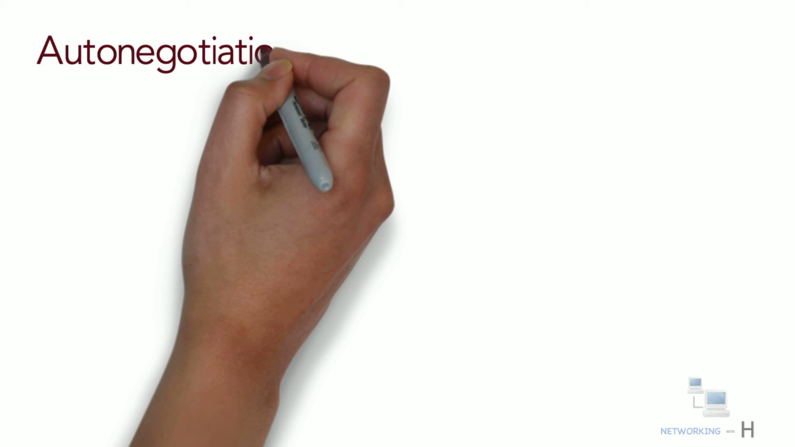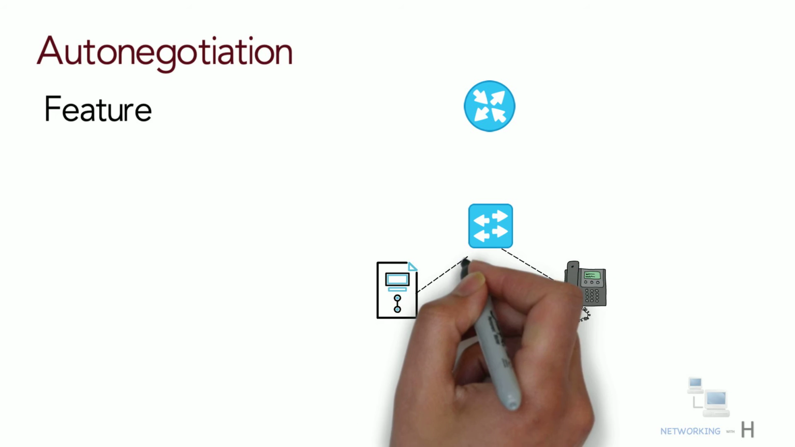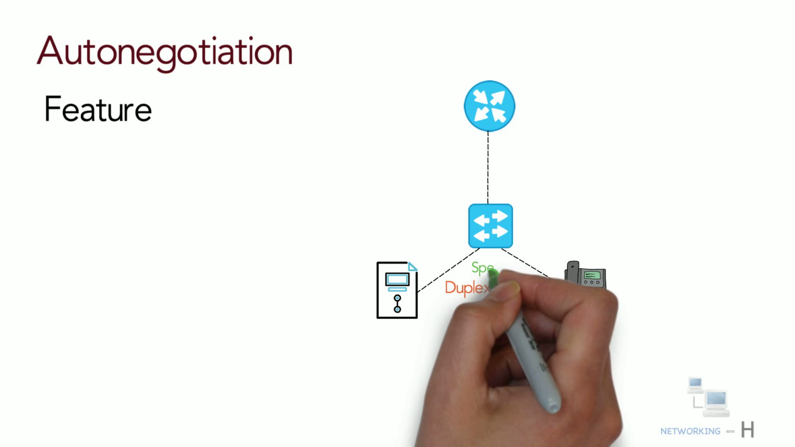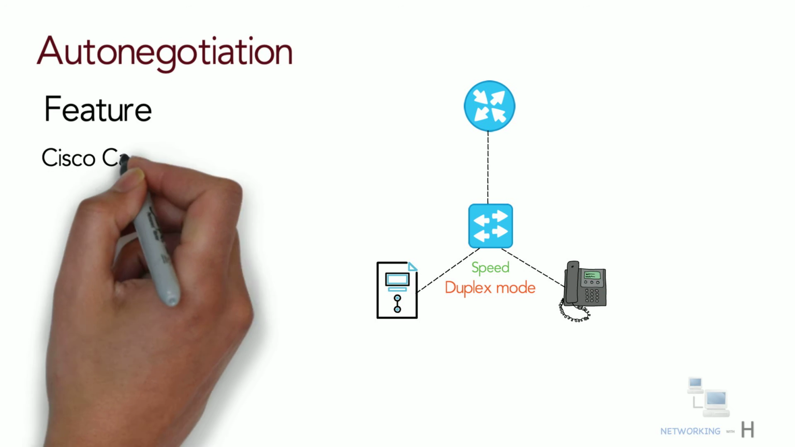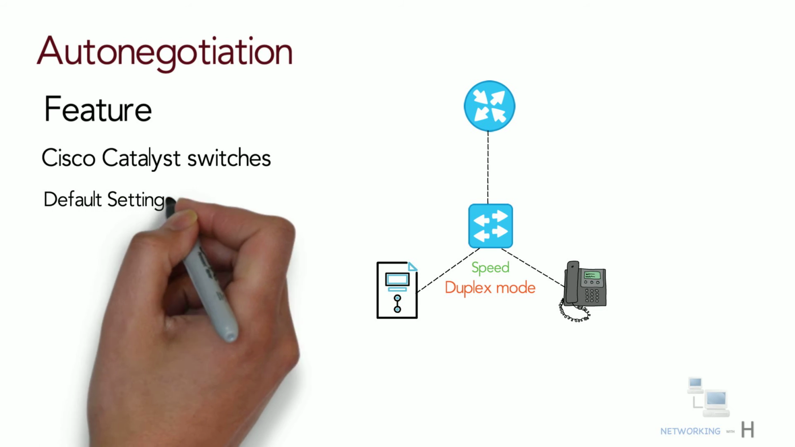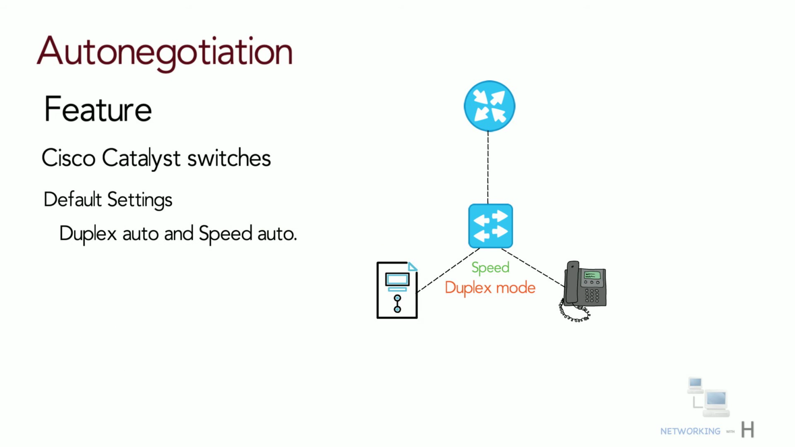Next, let's see what is Ethernet auto negotiation. Auto negotiation is a feature that allows a port on a switch, router, server, or other device to communicate with the device on the other end of the link to determine the optimal duplex mode and speed for the connection. For any 10/100 or 10/100/1000 interface, Cisco Catalyst switches default to a setting of duplex auto and speed auto. As a result, those interfaces attempt to automatically determine the speed and duplex setting to use.